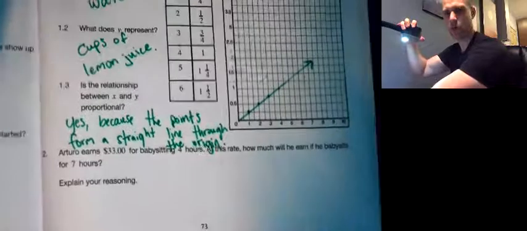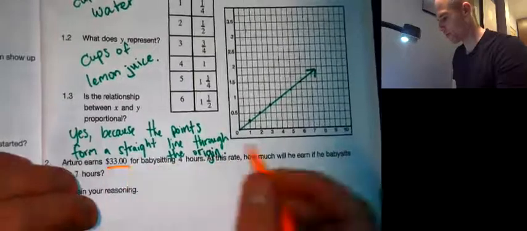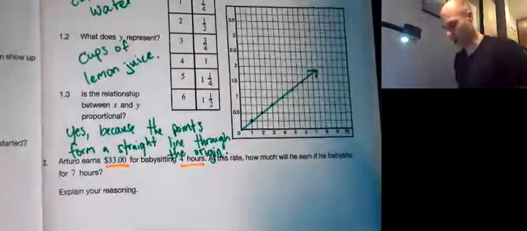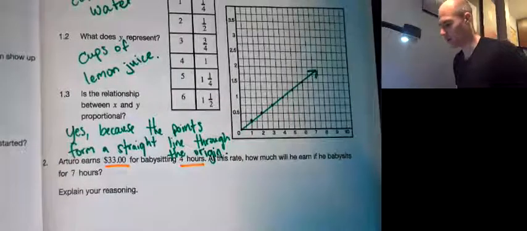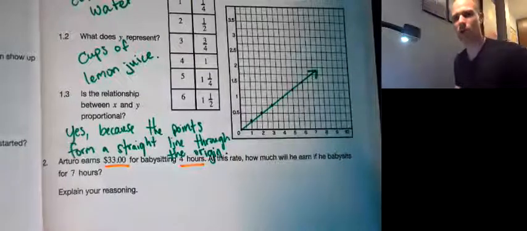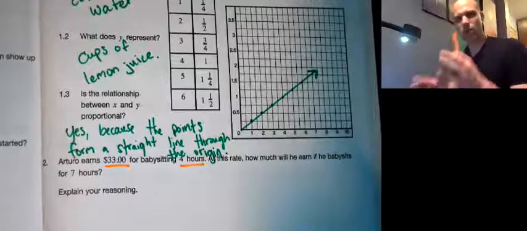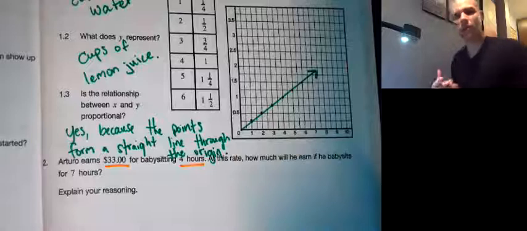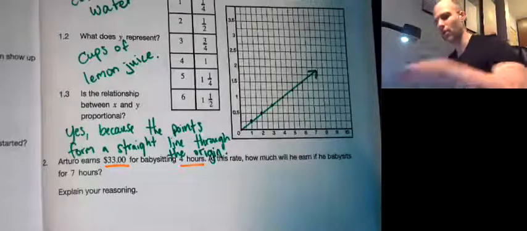All right, lastly, for this page anyway, it says, Arturo earns $33 for babysitting 4 hours. Okay, so those are probably going to be important values. $33, 4 hours. At this rate, how much will he earn if he babysits for 7 hours? Okay, so there are lots of different ways you could approach this question. You could make a table of values and start trying to figure things out. My strategy for this particular one is I want to find the unit rate.